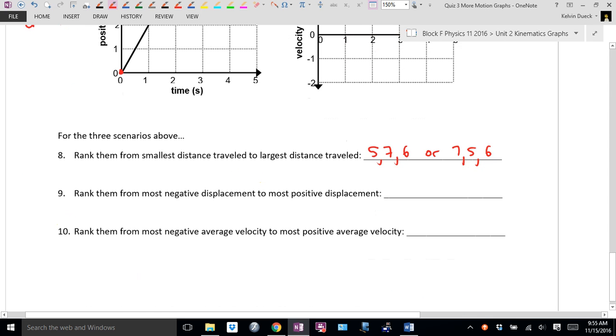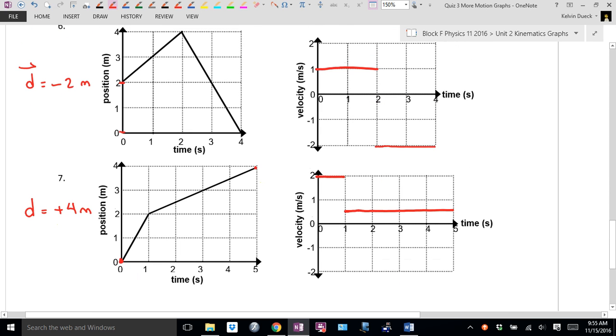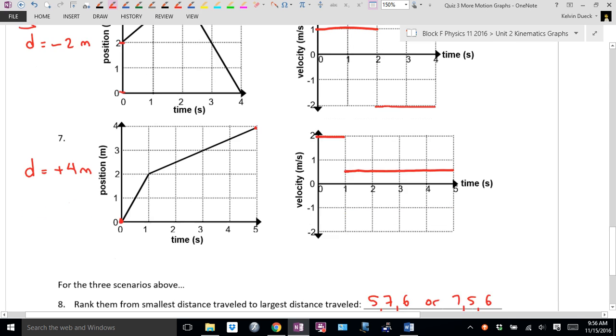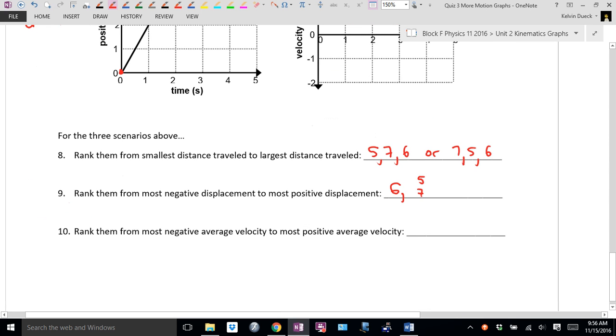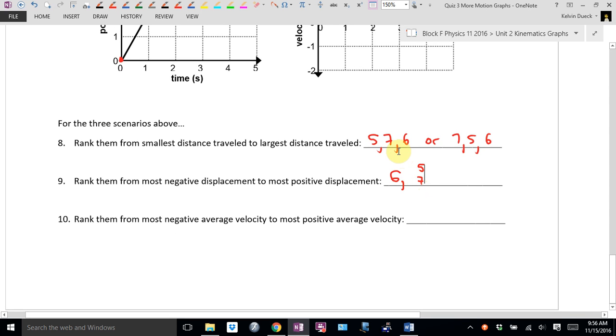So if they want me to go from most negative to most positive, the only key is 6 has to be first, and then you can have 5 or 7. Am I wrong? The graph goes to 5 now? The time goes to 5, but not the position. Right? Yeah. So 6 has to be first, and you can have 7, 5. Now that is going to make a difference, by the way, for number 10. Oh, yes. Because now they want me to find average velocity.